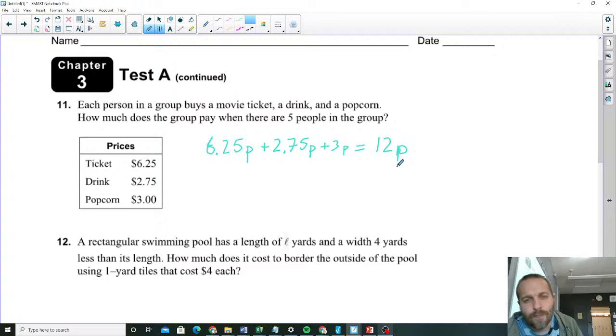So then we know that there's 5 people in the group. So we go 12 times 5. And 12 times 5 is 60. So when 5 people go to the movie, they spend $60, which nowadays costs even more than that. So, yeah. All right.